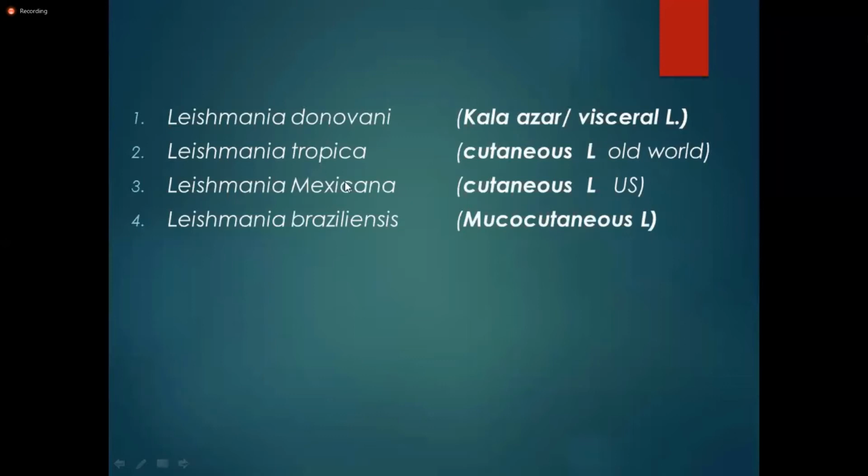L is for Leishmaniasis. The second one is Leishmania tropica, whose common name is cutaneous Leishmaniasis, and it is more prevalent in the Old World. Leishmania mexicana also causes cutaneous Leishmaniasis, but in the US. The fourth one is Leishmania brasiliensis, and it causes mucocutaneous Leishmaniasis. You can see there are 3 types of Leishmaniasis. One is visceral, another 2 are cutaneous but belong to different geographical areas, and the third one is mucocutaneous. We will shortly see what the difference is.